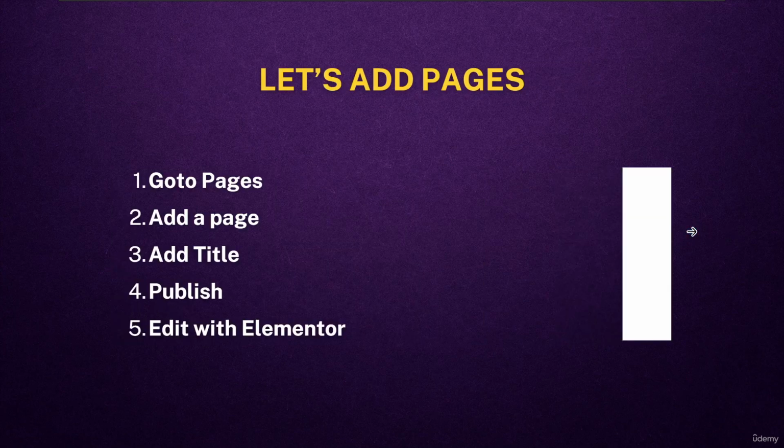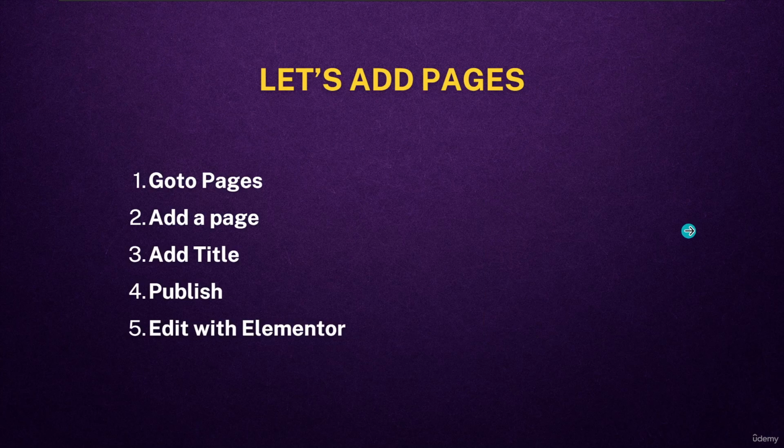Okay, so let's check the steps on how we are going to add pages to our website. The first thing is we have to go to the pages under our dashboard and add a new page, add a title, then publish the page and select edit with Elementor. This is the fastest way in creating new pages and creating designs within that page.